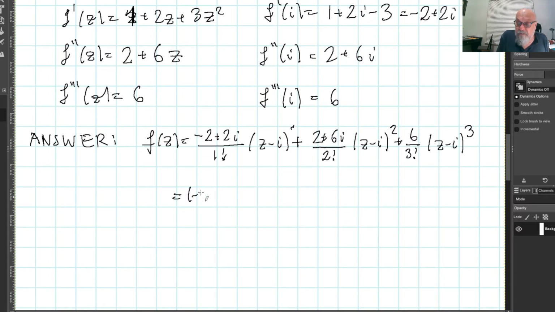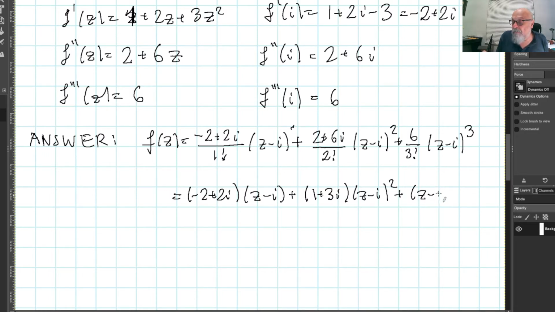So we are getting this is (-2 + 2i) times (z - i), and the second one will be (1 + 3i) times (z - i)^2, and that one will be just simply (z - i)^3, and this is our answer. This is our answer. So I think this is enough, and maybe let's do one more problem.